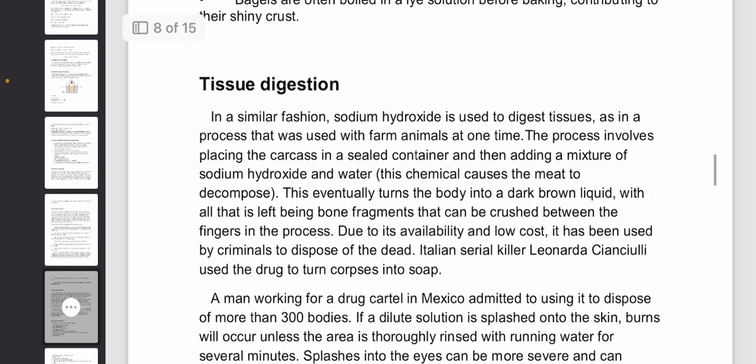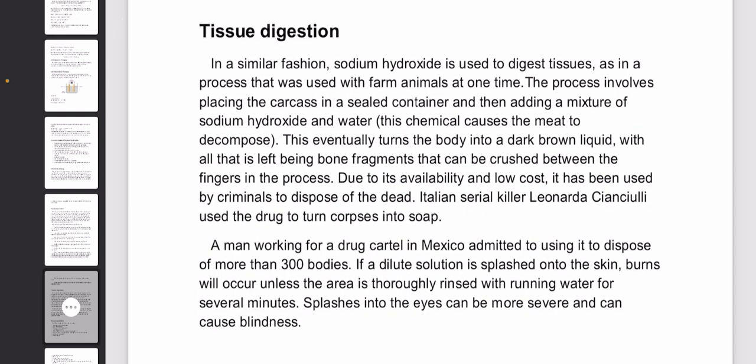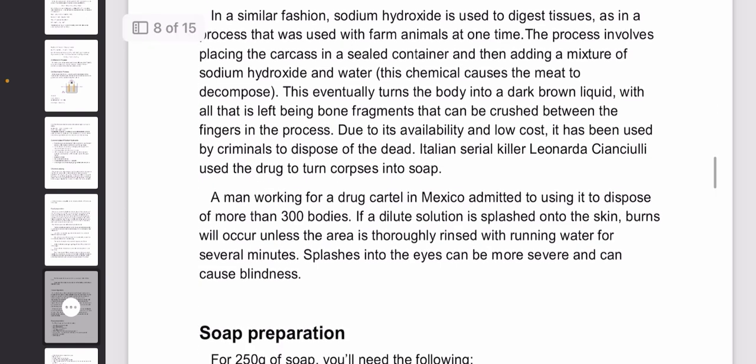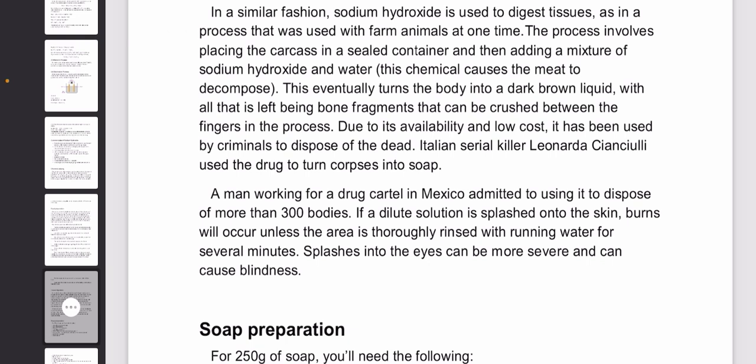Tissue digestion. In similar fashion, sodium hydroxide is used to digest tissue, as in a process that was used with farm animals at one time. The process involves placing the carcass in a sealed container and then adding a mixture of sodium hydroxide and water. This eventually turns the body into a dark brown liquid, with all that is left being bone fragments that can be crushed. Due to its availability and low cost, it has been used by criminals to dispose of the dead.